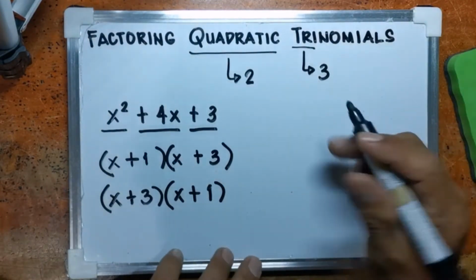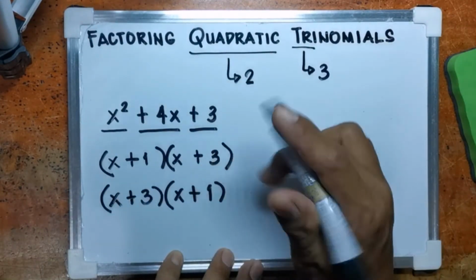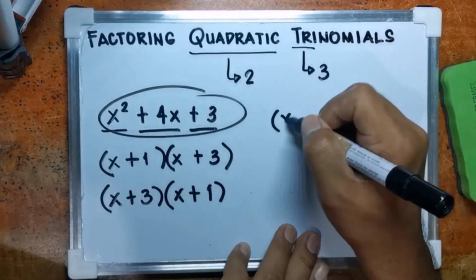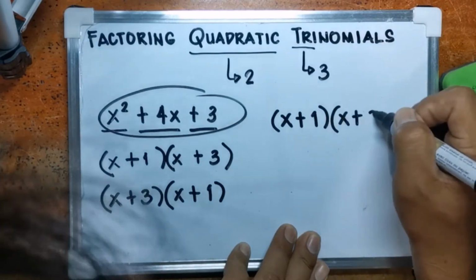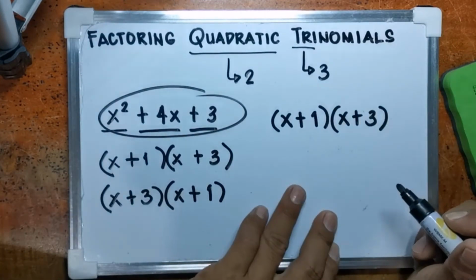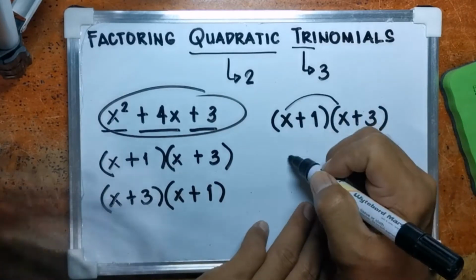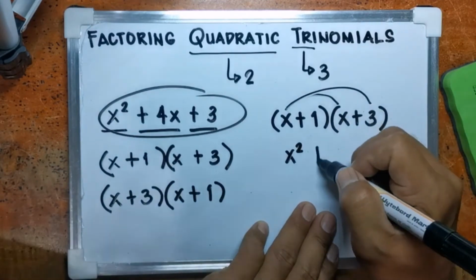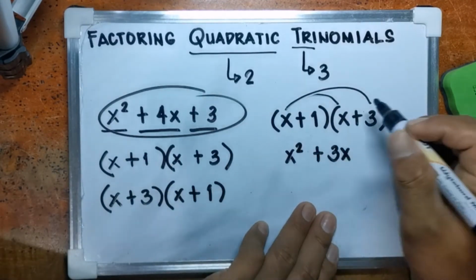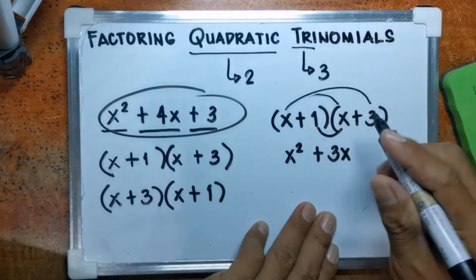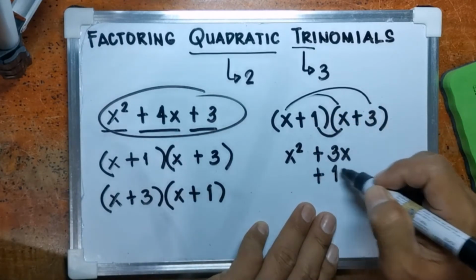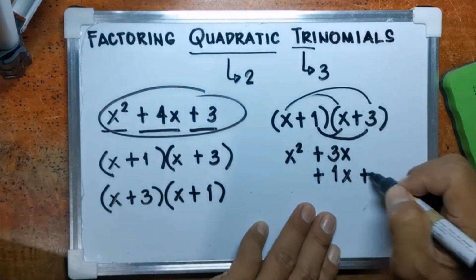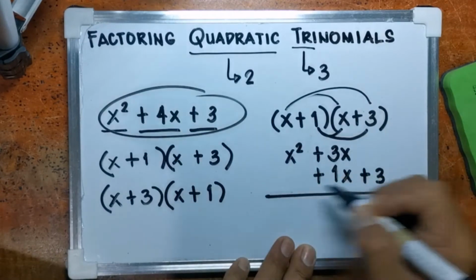Now, how do we check? So, i-multiply lang natin yung dalawang factors na dapat ang maging sagot natin is the quadratic trinomial. Now, by FOIL method, we have x times x, that is x squared. X times positive 3 is positive 3x. 1 times x, or positive 1 times x, is positive 1x. Positive 1 times positive 3 is positive 3. And then we add the partial products.